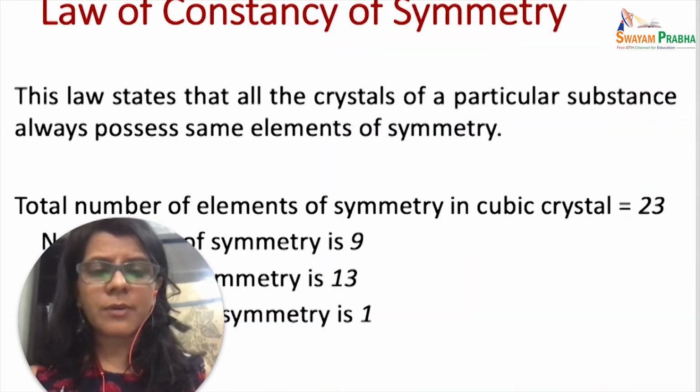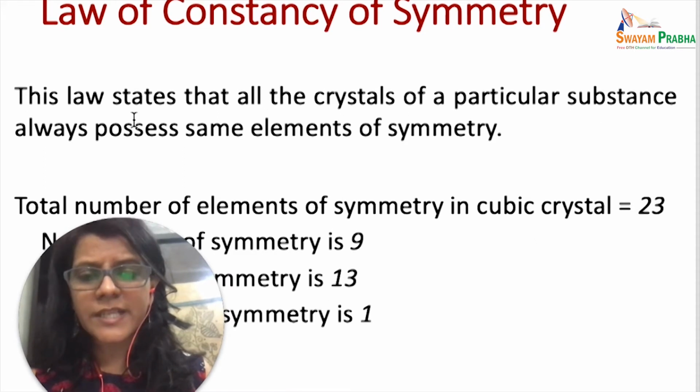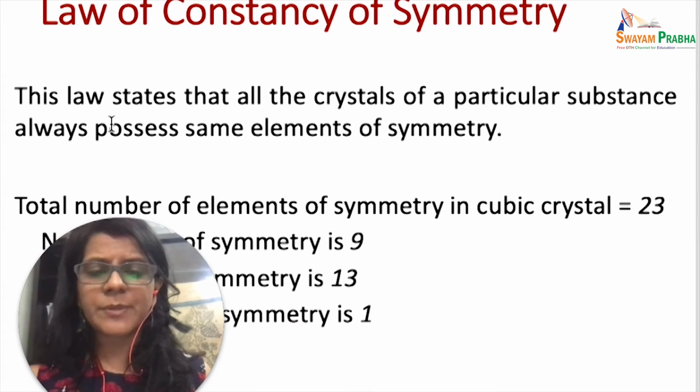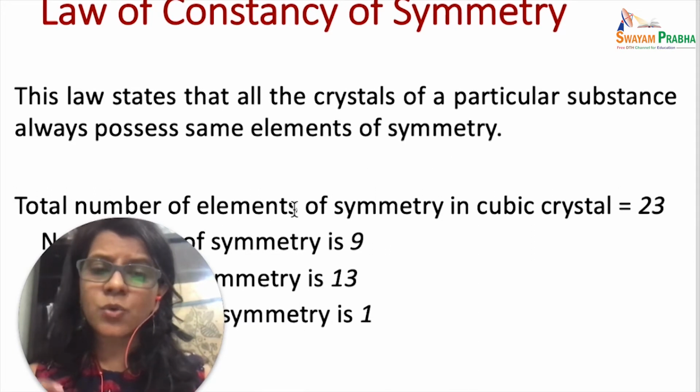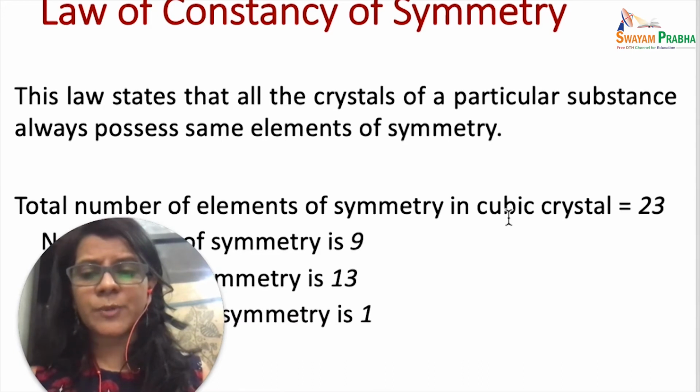Now, let's talk about the law of constancy of symmetry. This law states that all crystals of a particular substance have the same elements of symmetry, that is, plane of symmetry, axis of symmetry, and center of symmetry. Now we know that the total number of planes, axes, and centers of symmetry which are possessed by a crystal is called the elements of symmetry. And the total number of elements of symmetry in a cubic crystal is equal to 23, where the planes of symmetry are 9, axes of symmetry are 13, and center of symmetry is 1.